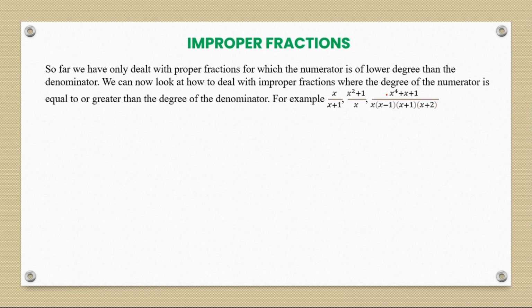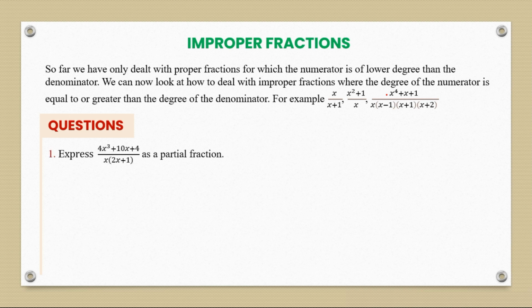For example, x over x plus 1, as you can see, that's already an improper fraction. x squared plus 1 over x. Then we have x to the power 4 plus x plus 1 over x into x minus 1, x plus 2, x plus 3. So that's another example of an improper fraction. Those are the kinds that we're going to deal with. Alright, so let's look at an example.